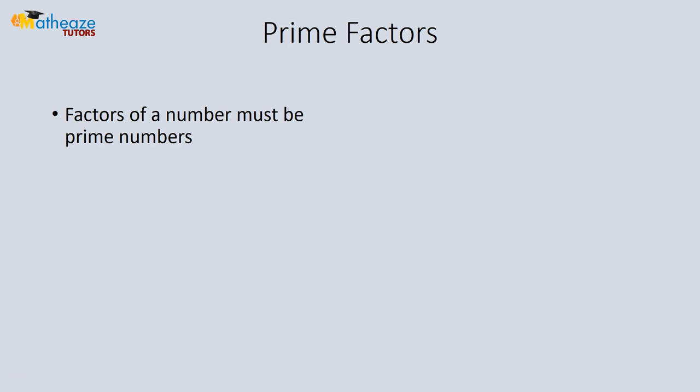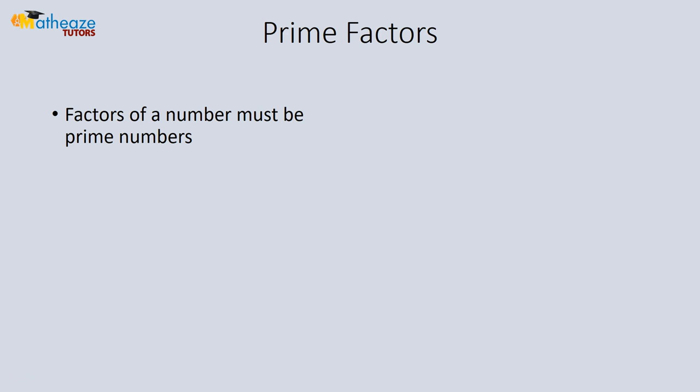Now let's look at prime factors. Remember that a prime number is a number that has only two factors, 1 and itself. And also remember that 1 is not a prime number. So in the case of prime factors, the factors of the number must be prime numbers.